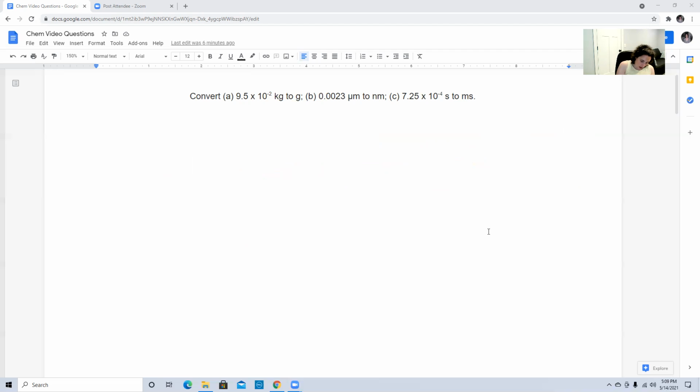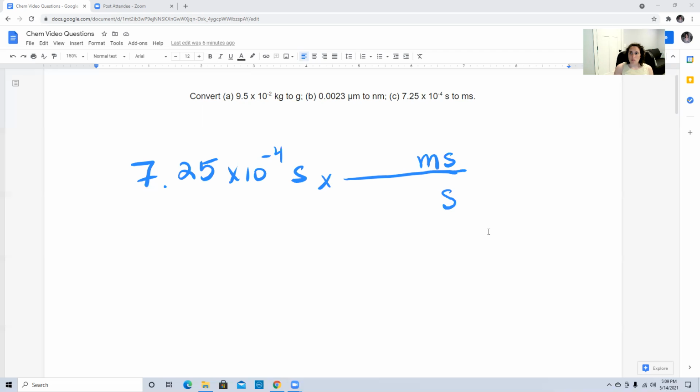We have yet another case of 3 jumps. So 10 to the negative 4th seconds, and we're going to milliseconds. Seconds is in the bottom, so I get rid of it, and milliseconds is on top. Milliseconds are smaller than seconds, so that's where the number goes. In 1 second, milli is 1,000th, so there are 1,000 milliseconds in 1 second.